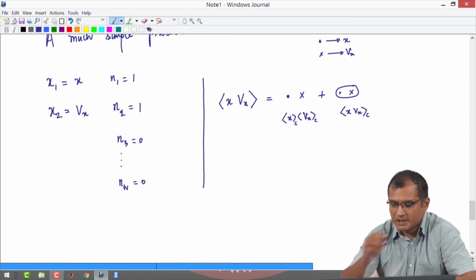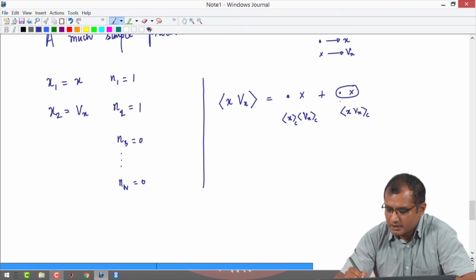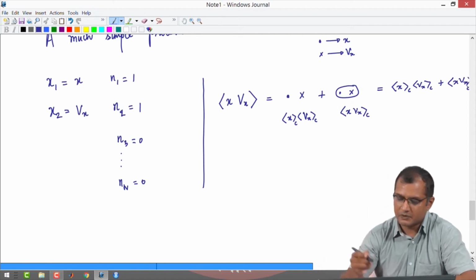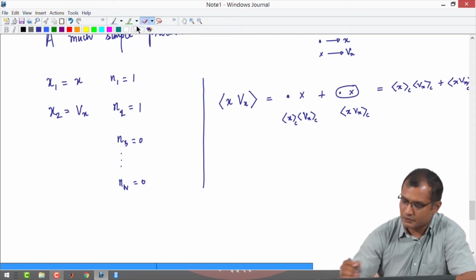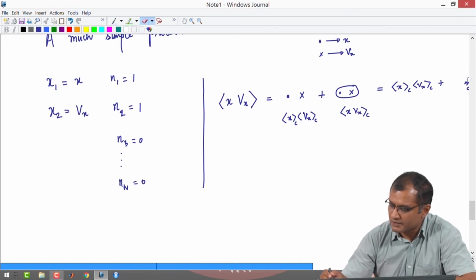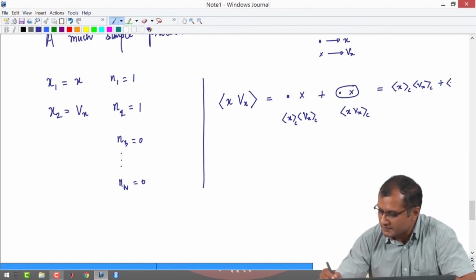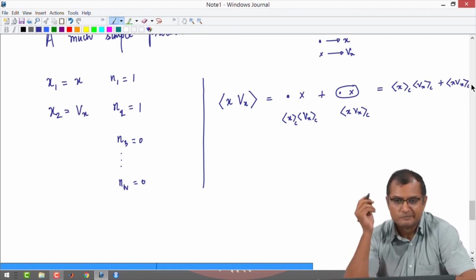So this is the answer to your problem. This is nothing but the cumulants of x and vx multiplied, plus the x into vx cumulant. So this is a very simple procedure. You can try and work it out for other combinations of other powers of x and v, and you will be surprised as to how easy this becomes.